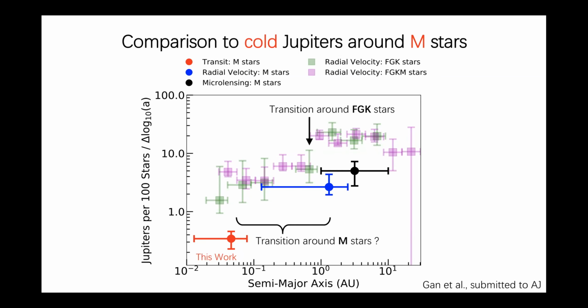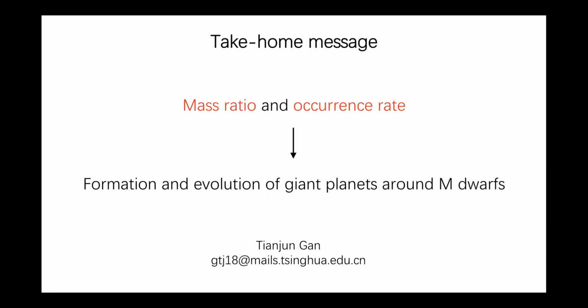So we hope that a combination of the TESS primary and extended mission, which could detect long period planets, could help address this question. So finally, here is my take-home message. Mass ratio and occurrence rates are two ways to understand the formation and evolution history of giant planets around M dwarfs. So that's all I have. I will stop here and I'm happy to take any questions. Thank you.